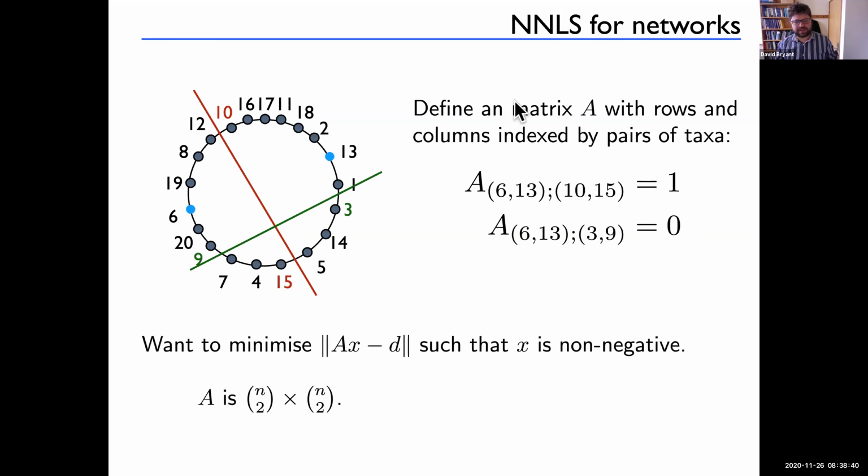Now, what we want to do, given this matrix construction, is minimize the norm of AX minus B, or equivalently the sum of squares difference. And it's quite important that we do that minimization with X being non-negative, not only because negative splits don't make any sense, but also because that constraint actually regularizes the problem quite significantly.